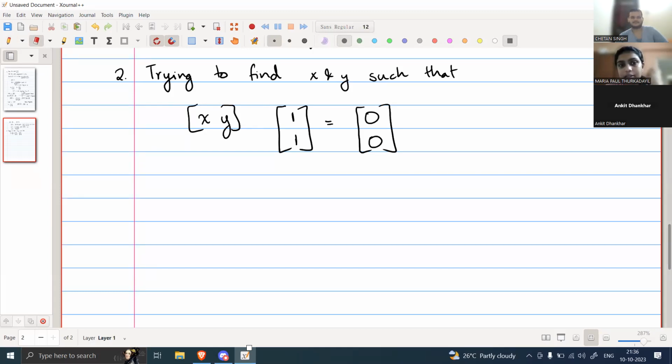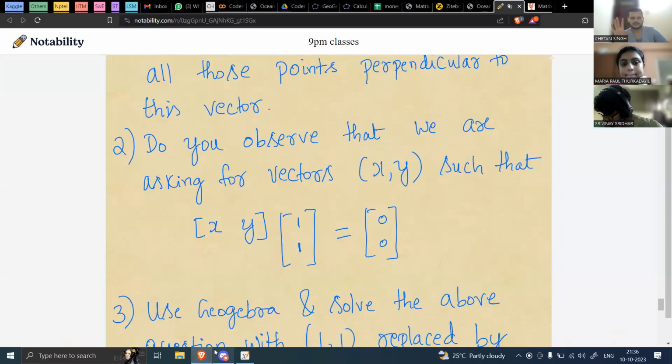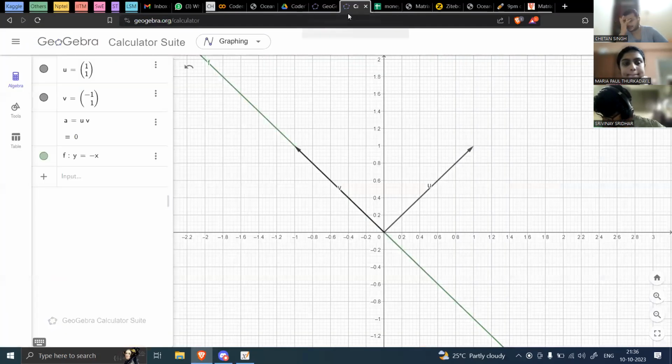Someone posted the answer in the chat too. So what are the x and y such that (x, y) times (1, 1) equals 0? The earlier question was that we had to find all the vectors that were perpendicular to the vector 1 comma 1. What we did in that question is exactly what we are doing in this question as well.